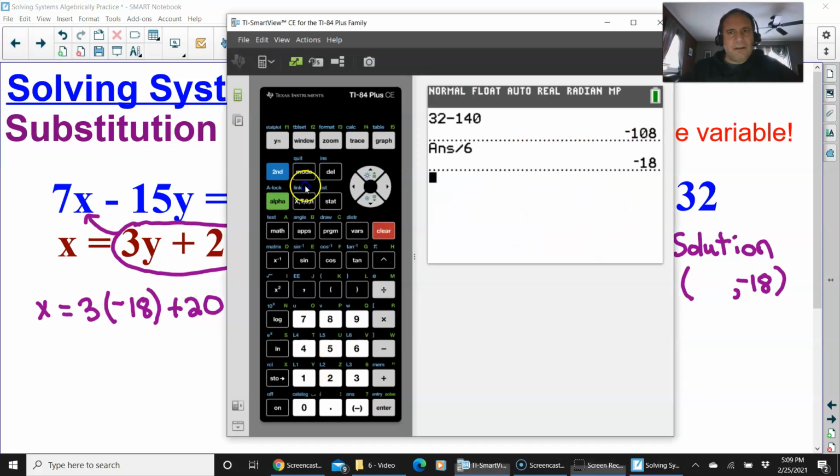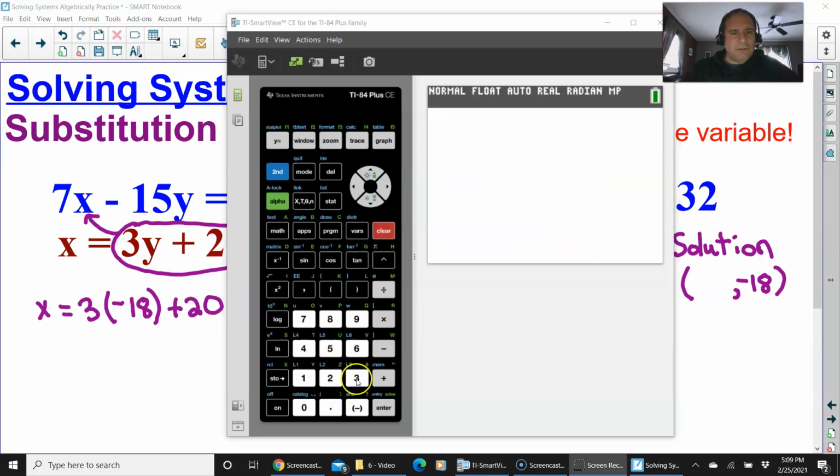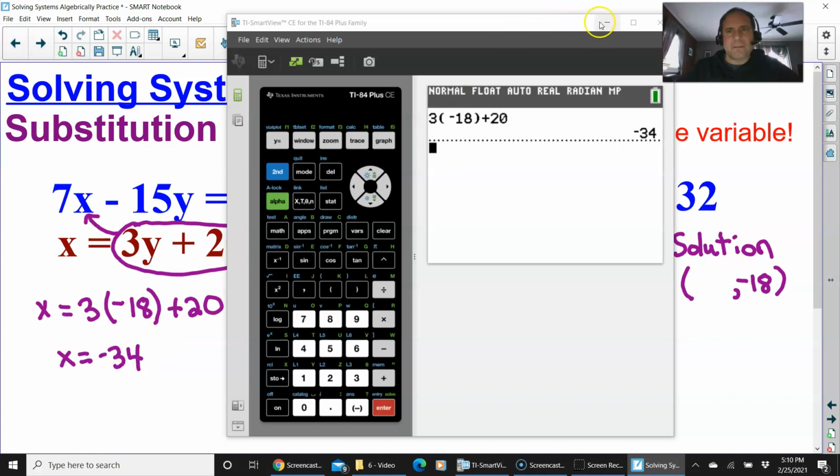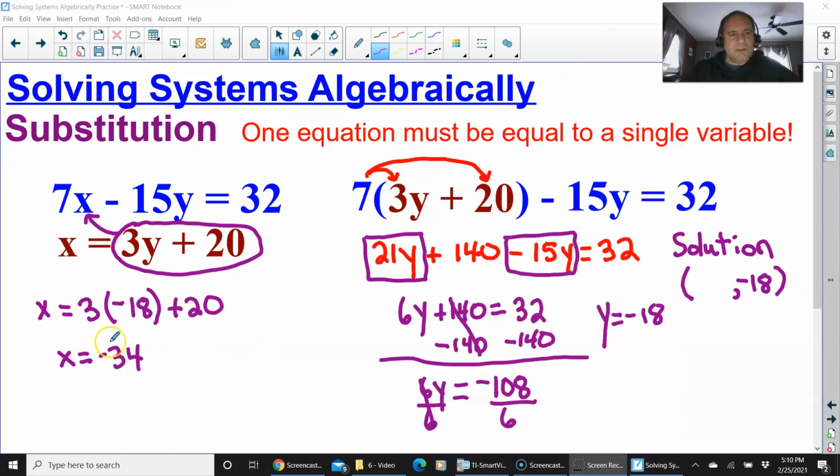Grab your calculator and you're going to put 3 times negative 18 plus 20 in, and you press enter and you get negative 34. All right, so x equals negative 34. We have a solution. So negative 34 comma negative 18 is where these lines intersect.